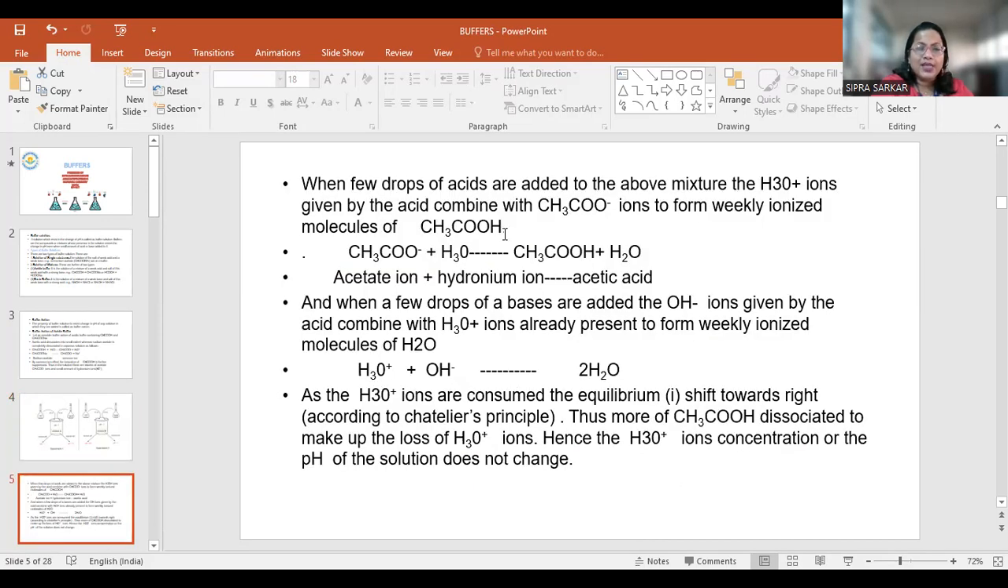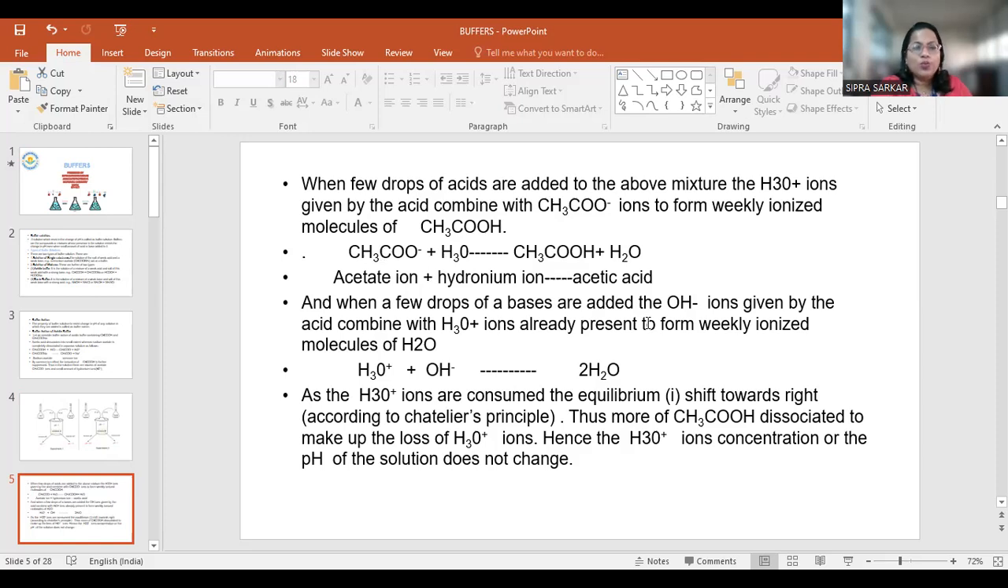So when a few drops of acetic acid are added to the above mixture, the H3O+ ions given by the acid combine with CH3COO- ions to form weakly ionized molecules of CH3COOH. See, whenever any small amount of acid is added, it combines with the acetate to form acetic acid. Okay? Then when a few drops of base are added, the OH- ions combine with the H3O+ ions already present to form molecules of H2O. So these H3O+ ions are consumed and the equilibrium shifts towards the right side.